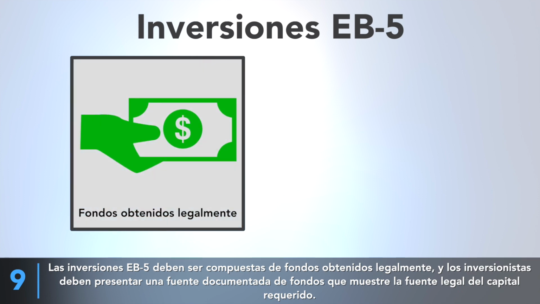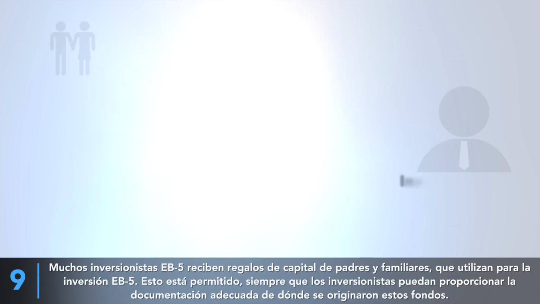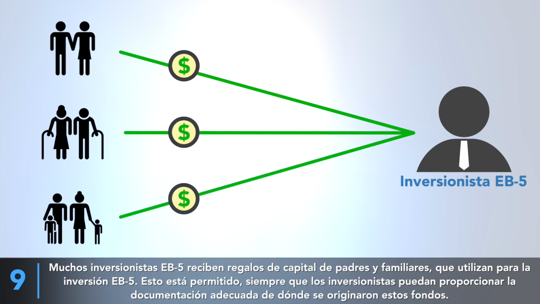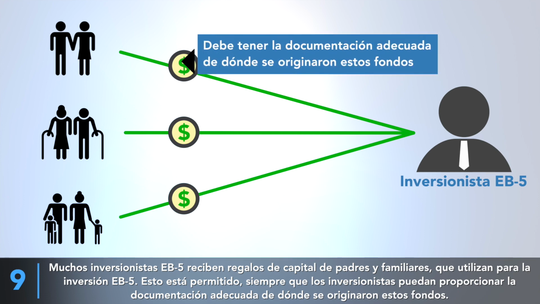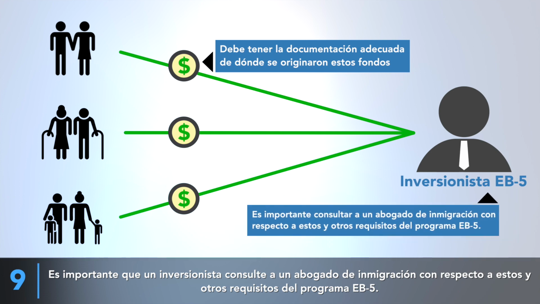Consequently, only one required investment is needed, no matter how many members of the family are applying for green cards. EB5 investments must comprise legally obtained funds, and investors must submit a documented source of funds accounting that shows the lawful source of the required capital. Many EB5 investors receive capital gifts from parents and relatives, which they use for EB5 investment. This is allowed, provided investors can provide proper documentation of where these funds originated. It is important for an investor to consult an immigration attorney regarding these and other requirements under the EB5 program.